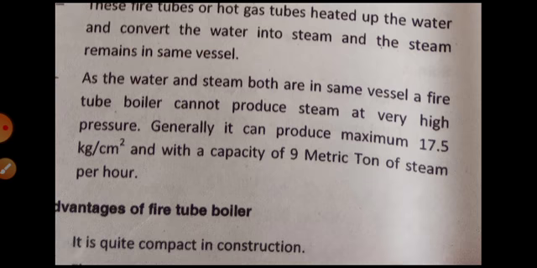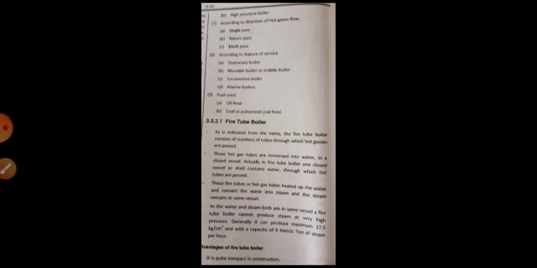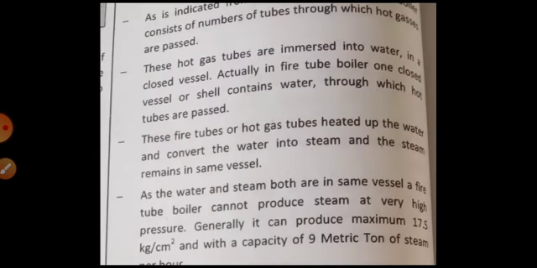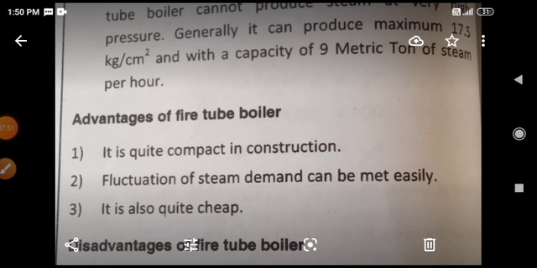As the water and steam are both in the same vessel, a fire tube boiler cannot produce steam at very high pressure. Generally it can produce a maximum of 17.5 kg per square centimeter, with a capacity of 9 metric tons of steam per hour. Then the advantages of a fire tube boiler: it is quite compact in construction.